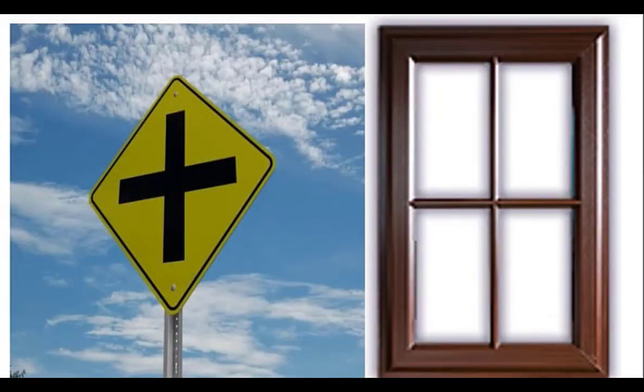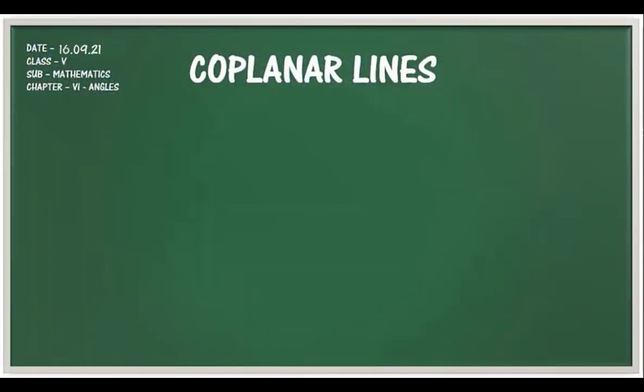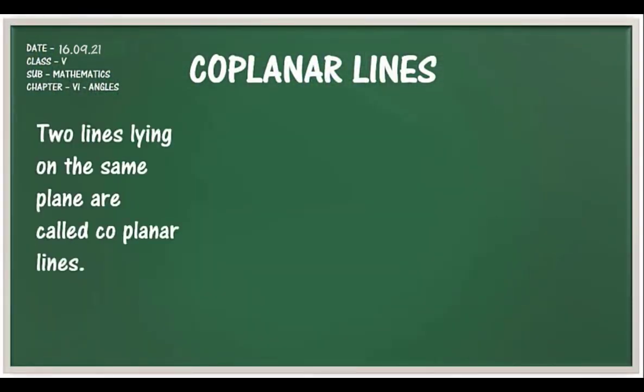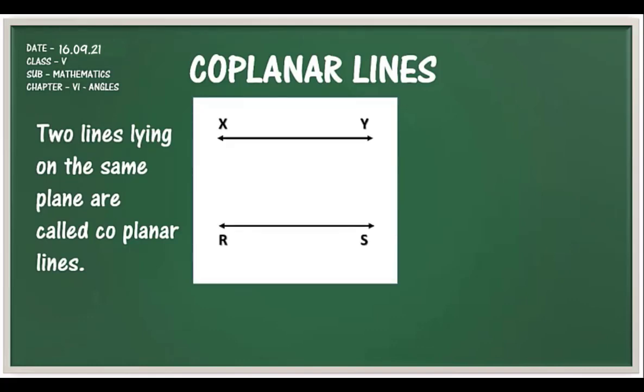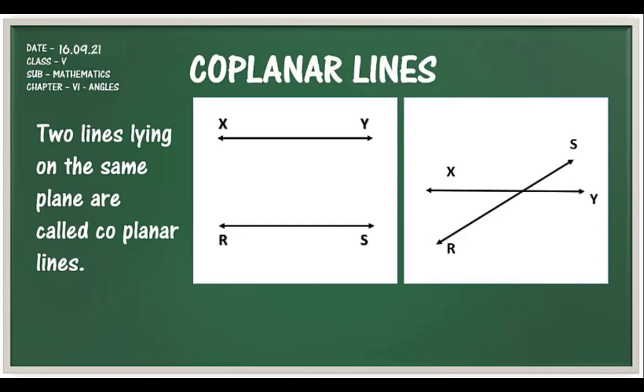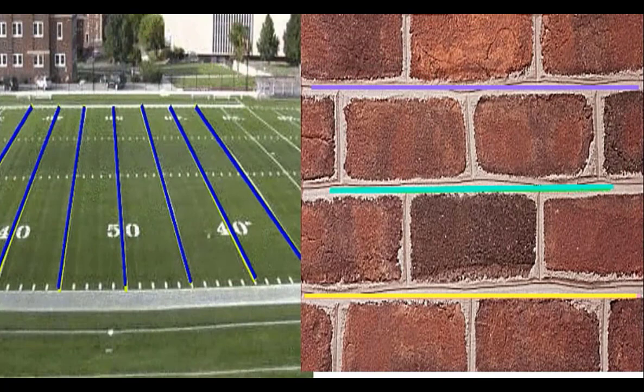Now, coplanar lines. What are coplanar lines? Two lines lying on the same plane are called coplanar lines. For example, XY parallel to RS. Since these are parallel lines, they are never going to meet each other. But still, both the lines are lying on the same plane, therefore they are coplanar lines. In our another image, the two lines are intersecting with each other, which means that they meet at some point and they also lie on the same plane. Therefore, these are also coplanar lines.